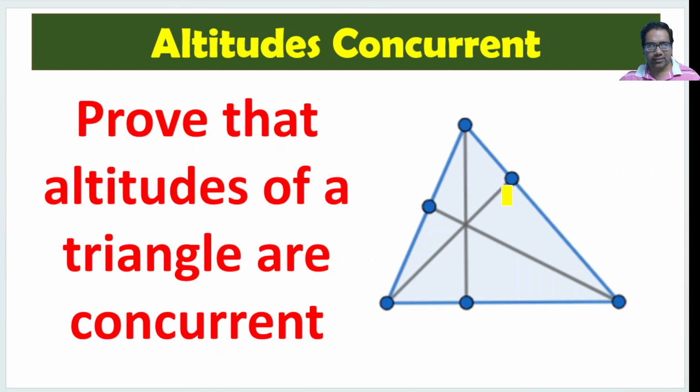Right. So this angle is 90, this is 90, this is 90. All three are vertices. All three are altitudes. Now, if all three are altitudes, we have to prove that they will meet at one point. For this, what we do, let us draw two altitudes. And whatever is the point, that is the meeting point.